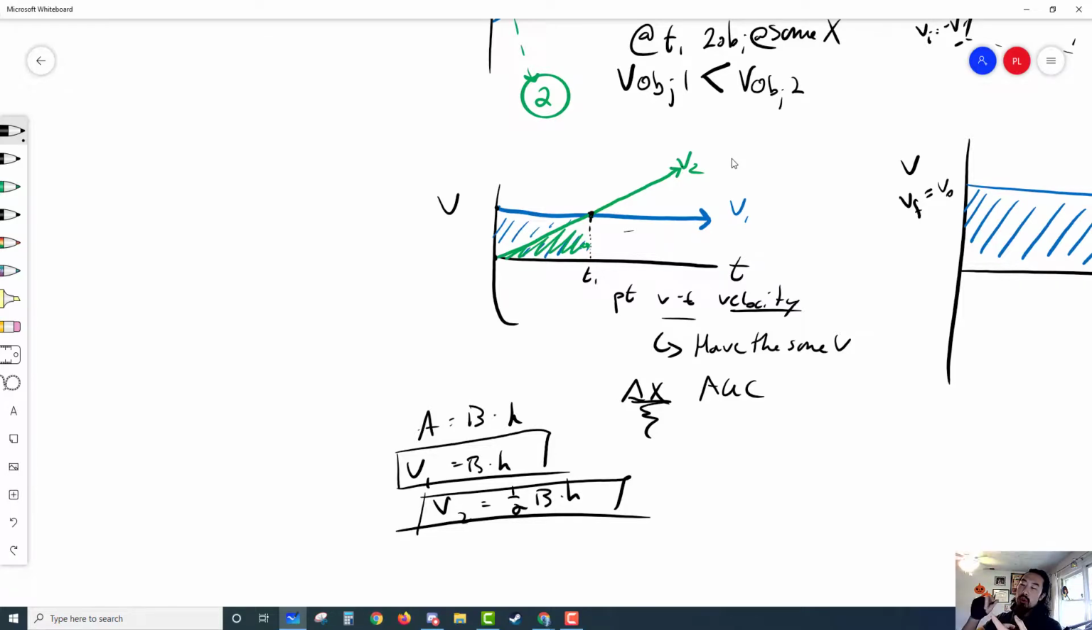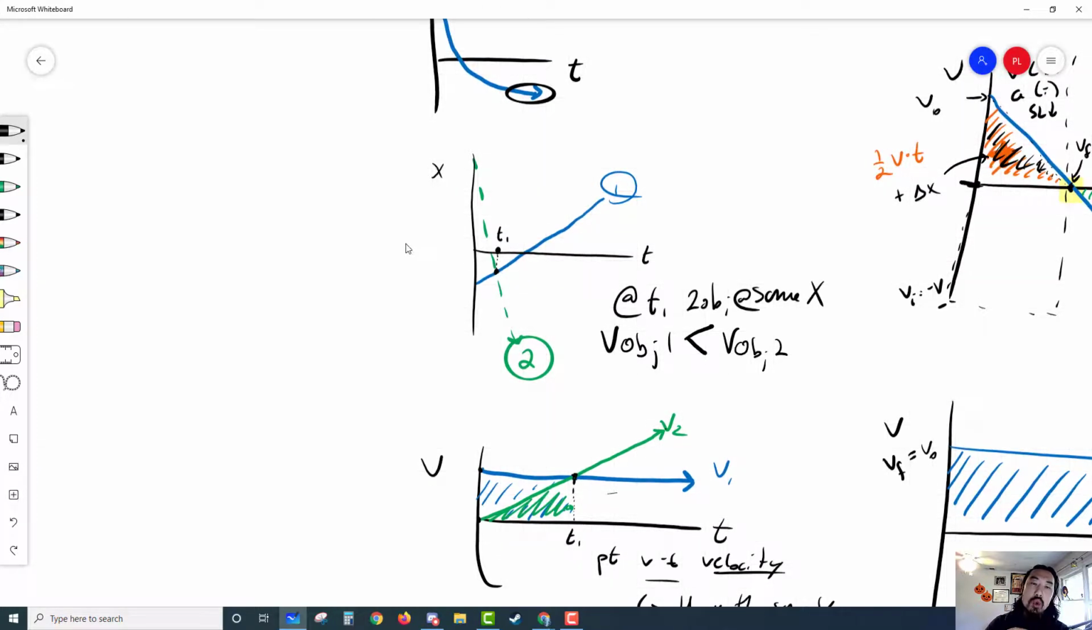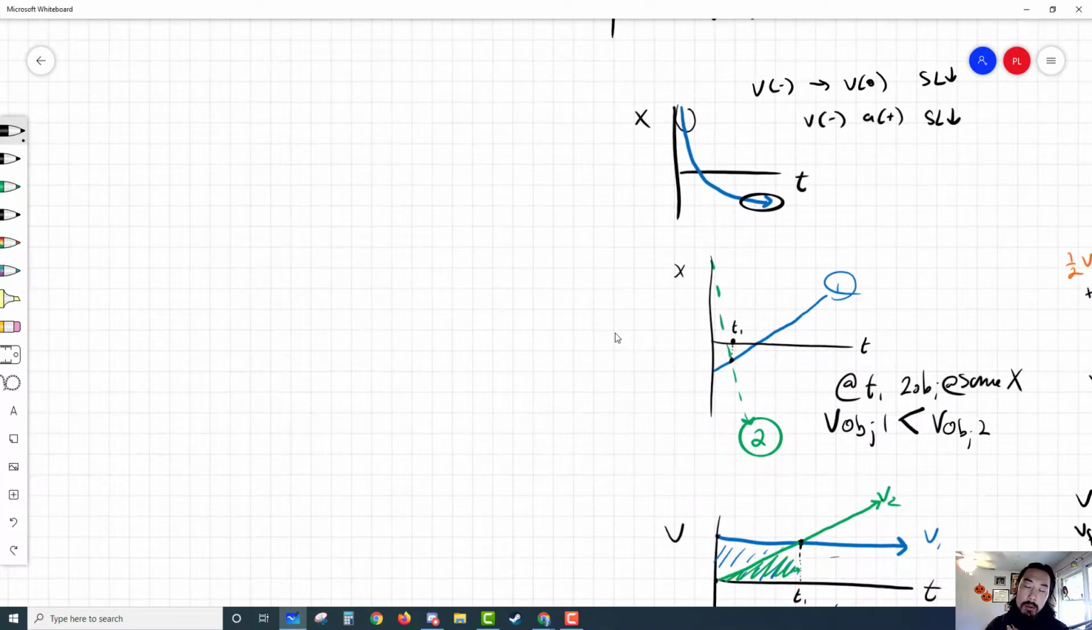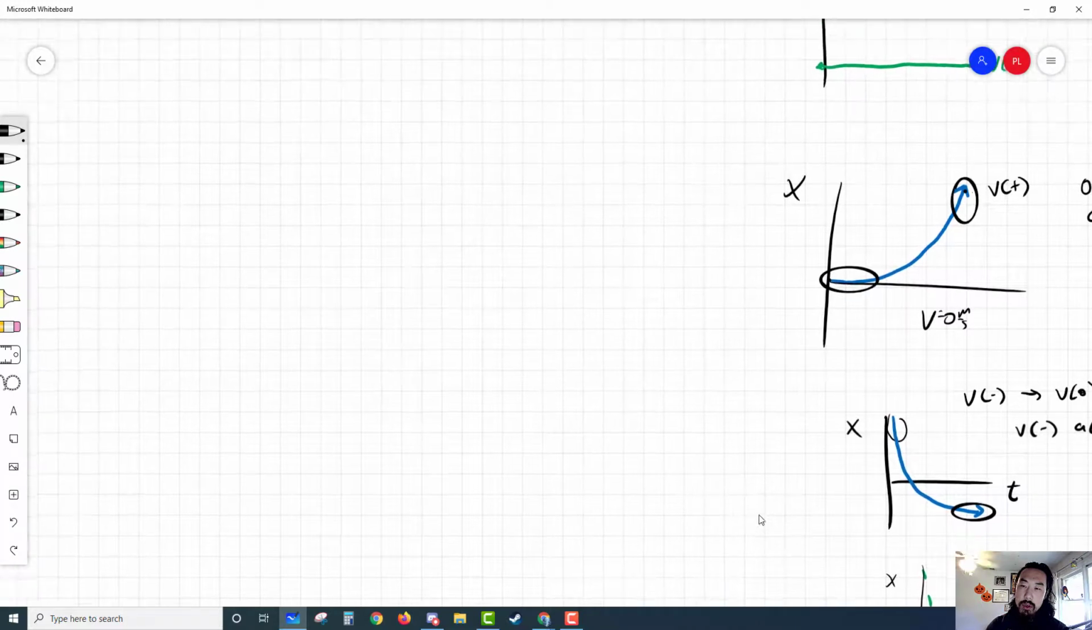And once again, you're looking at either the points, the area under the curve, or the slope. And for a position versus time graph, you only have to worry about the slope and the position, right? Because there is no area under the curve.